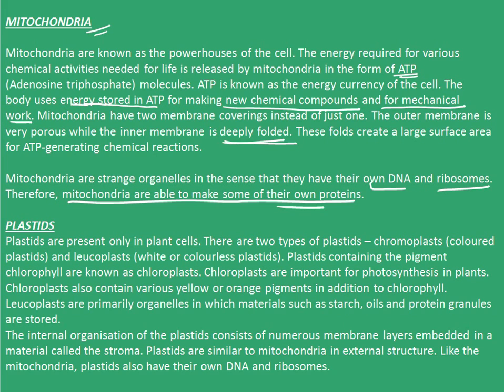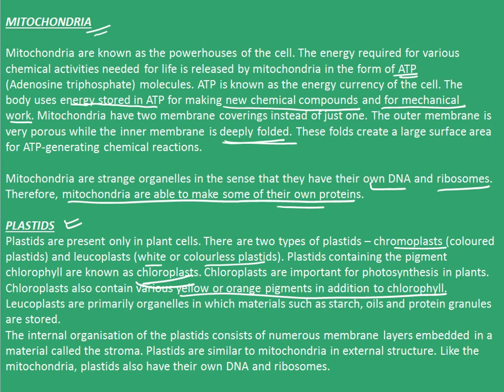The next cell organelle are the plastids. Plastids are present only in plant cells. There are two types of plastids: chromoplasts, which are the color plastids, and leucoplasts, which are white or colorless plastids. Plastids containing the pigment chlorophyll are known as the chloroplasts. Chloroplasts are important for photosynthesis in plants. Chloroplasts also contain various yellow or orange pigments in addition to chlorophyll.